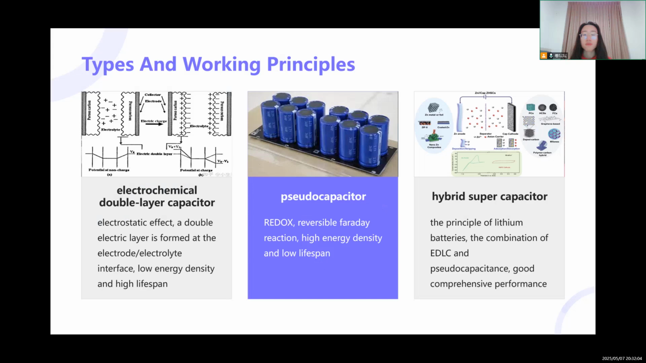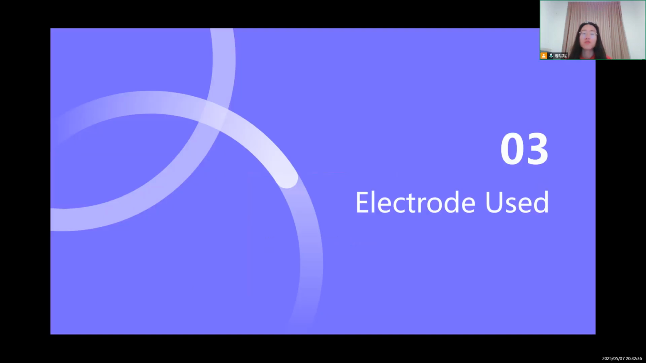Next is pseudocapacitor. Redox, reversible Faradaic reaction, high energy density and low lifespan. Examples are transition metal oxides and conductive polymers. The last is hybrid supercapacitor. The principle of lithium batteries, the combination of EDLC and pseudocapacitance, good comprehensive performance. Example like lithium-ion capacitors.